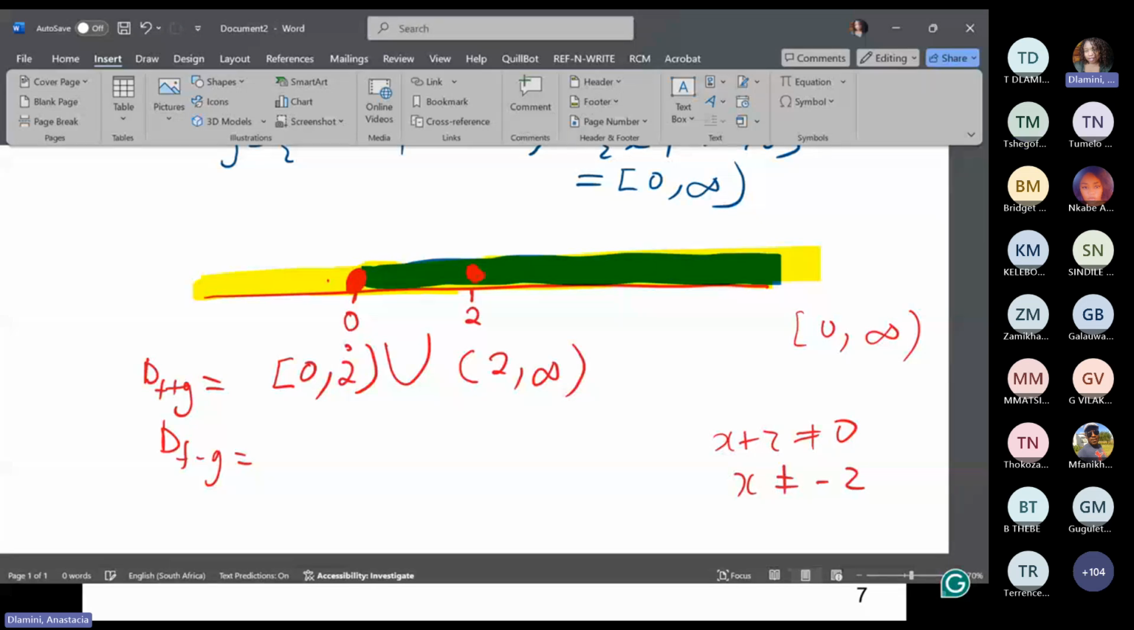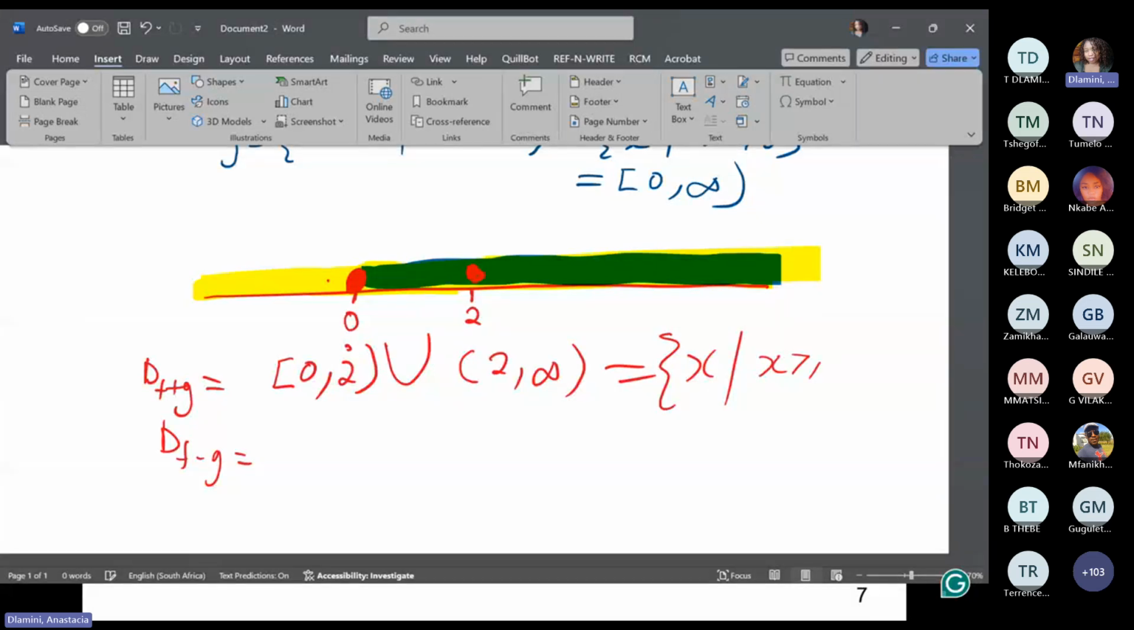So this one is the set notation. Give me the interval notation. What do you think the interval notation will be? I mean, this is the interval notation. What do you think the set notation will be? It's going to be x is an element of real numbers such that x is greater or equals to 0 and x cannot be equals to 2. Thank you. So it's easier because you just say this and that one.